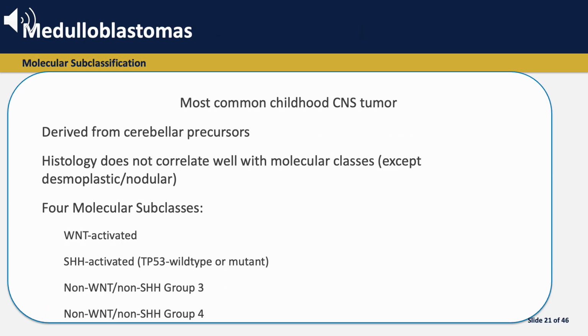Medulloblastomas derive from cerebellar precursors and are one of the most common childhood CNS tumors. They are subclassified based on both histologic appearance and molecular profile. However, with the exception of desmoplastic and nodular morphology, other microscopic patterns do not correlate well with molecular classes. Current practice dictates assigning molecular subclasses when possible, which include wingless and INT1 activated, sonic hedgehog activated, TP53 wild type or TP53 mutant, and non-WNT, non-SHH groups 3 and 4.